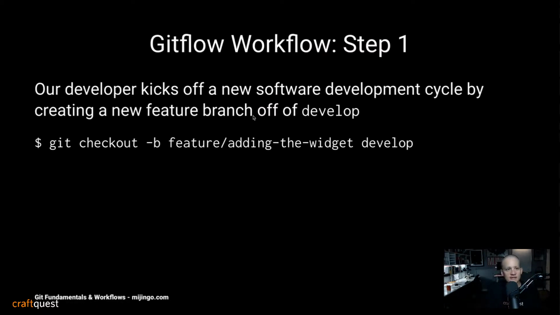All right, so these are the Gitflow steps. Let me step through it here, then I'll show you in the tool. This is all going to use the command line. Let's say our developer kicks off a new software development cycle and creates a new feature branch off of develop. That would be git checkout -b feature/adding-the-widget develop. So we're checking out and creating a new branch at the same time, a little bit of shorthand. Now I have a new feature branch, created off of develop, and I'm ready to add the widget, which is my feature.